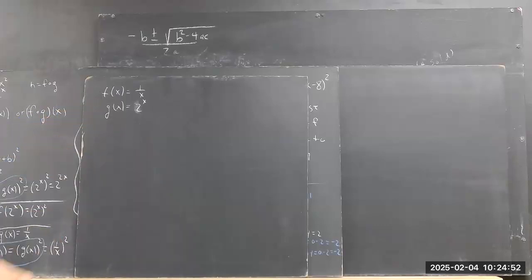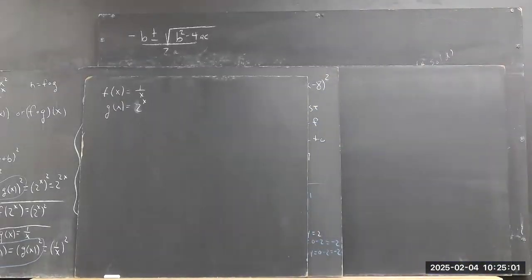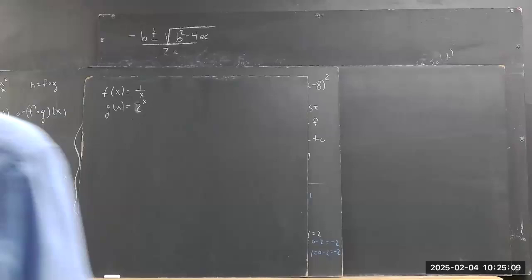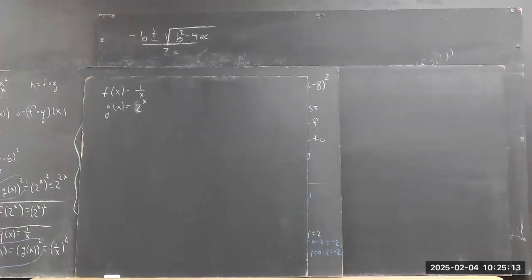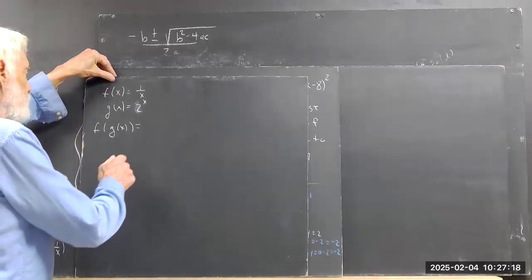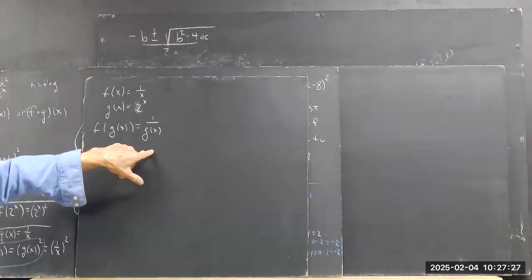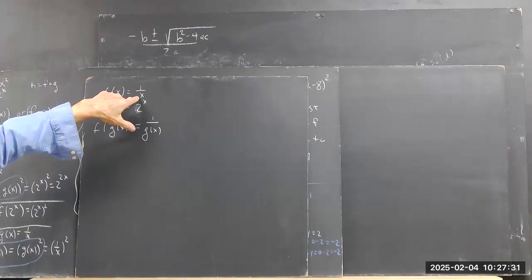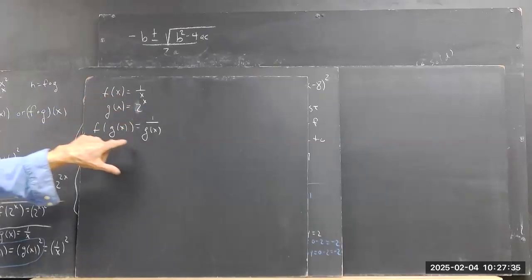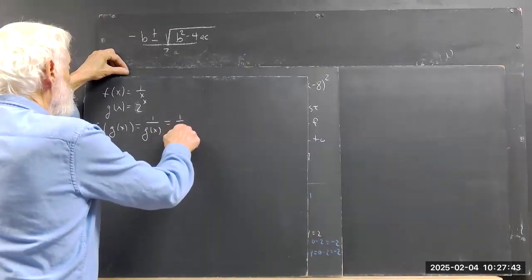Let's try this one. So we take f of x equals 1 over x, g of x equals 2 to the x. What's f of g of x? Well, first of all, that equals 1 over g of x, right? Because f of whatever is 1 over whatever. If you replace x by g of x, which is what this says to do, you're going to get 1 over g of x, right? And then, of course, that is 1 over 2 to the x.